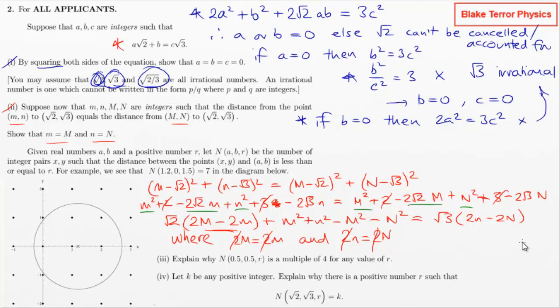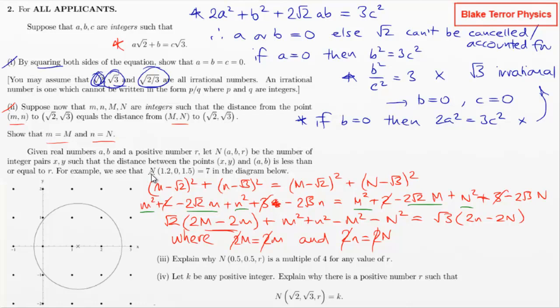Given real numbers a, b and a positive number r, let N(a, b, r) be the number of integer pairs x, y such that the distance between the points x, y and a, b is less than or equal to r. Oh my word. Right, let's try and understand what's going on here then. We've got integer pairs x, y. Oh, for example, they've given an example. Right, I should have carried on reading.